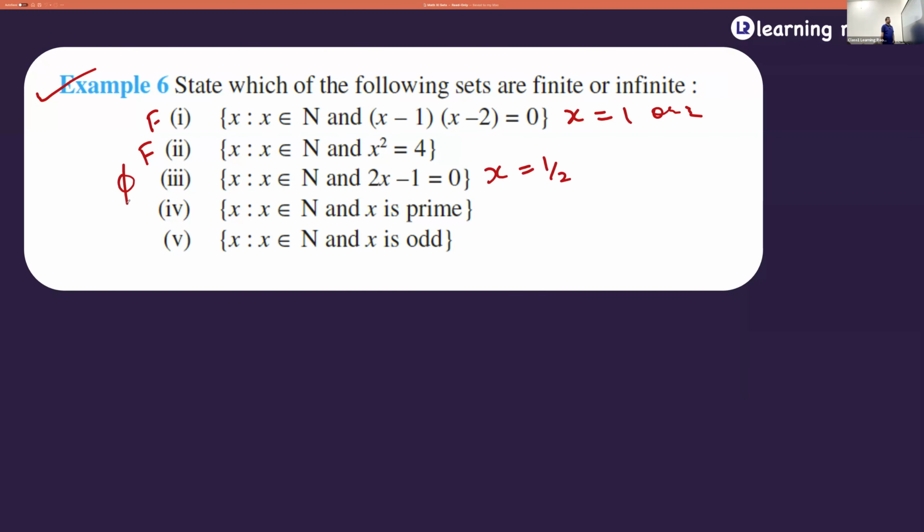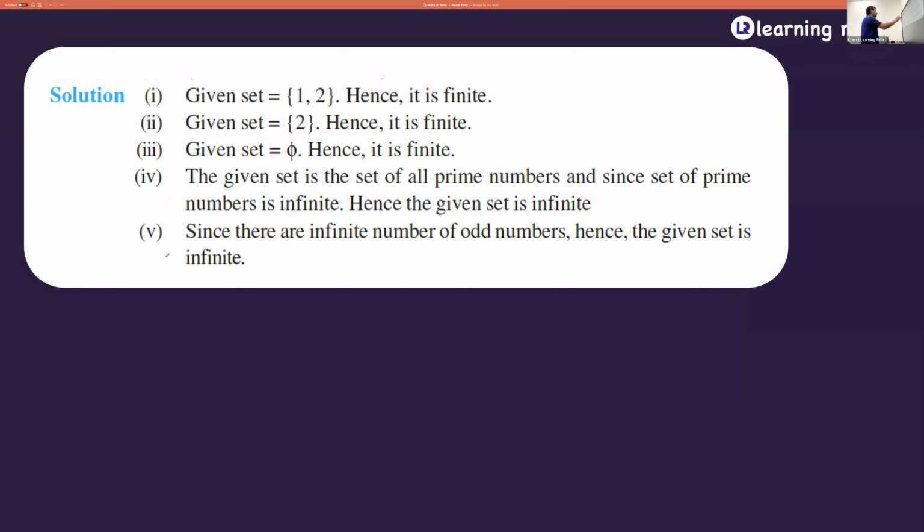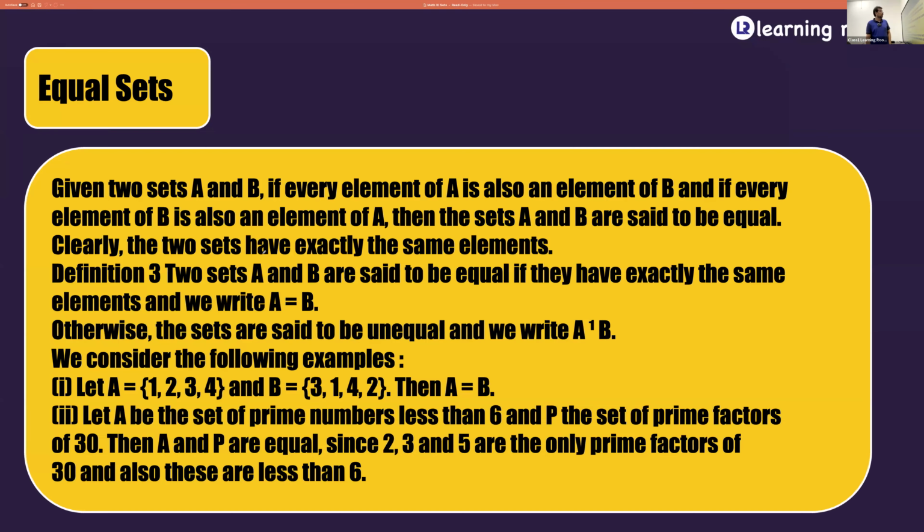So it is a null set. But null set is finite. X is such that x belongs to natural number and x is prime. X is such that x belongs to natural number and x is odd. So it is infinite. So finite, finite, finite, infinite, infinite. Make sense? I hope you don't need to copy all these things. Yeah, it's simple. So the next is about equal sets.